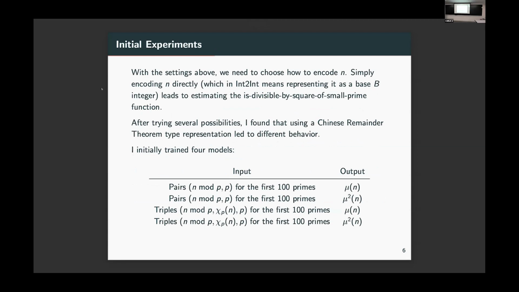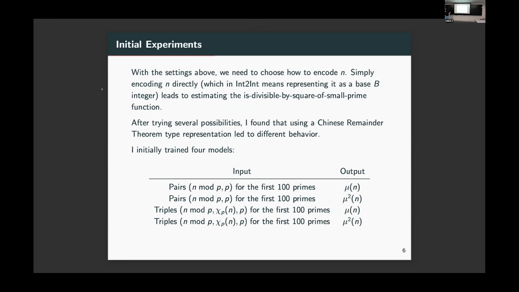So how do you encode n to do an experiment like this? If you just feed in n, as we said, you're just going to end up getting a square free indicator function. But I want to learn something new. So try several different things. One thing that worked surprisingly well was using a Chinese remainder theorem type approach.